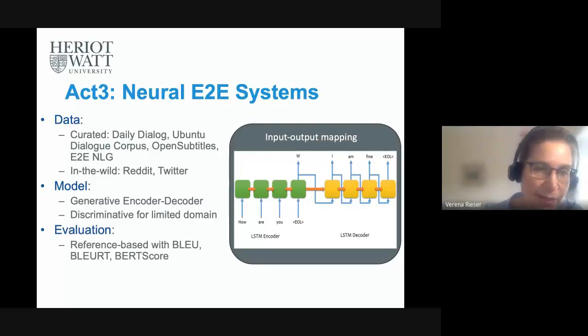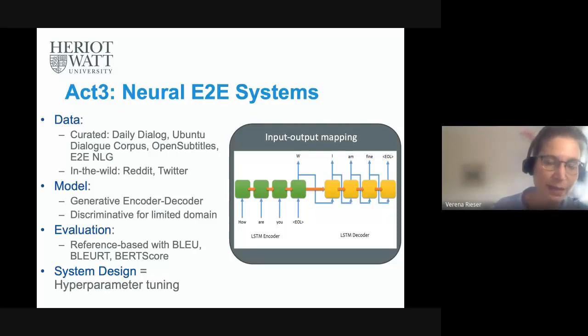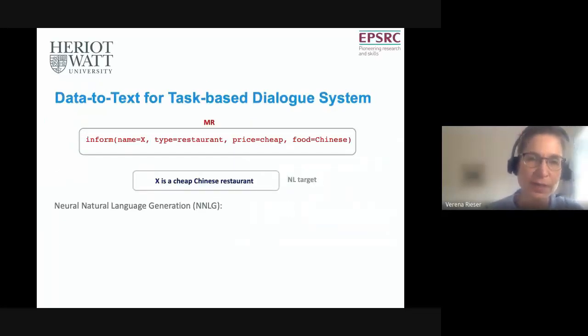The evaluation is mainly reference-based, so you've got basically a human ground truth, and then you measure the overlap using things like BLEU or more recent extensions to BLEU. And then for system design, you might argue that the human designer is mainly responsible for hyperparameter tuning. One example for these end-to-end systems is data-to-text. In this case, for task-based dialogue systems, we want to translate a meaning representation or a dialogue act, some sort of structured representation, into a well-formed sentence or utterance.